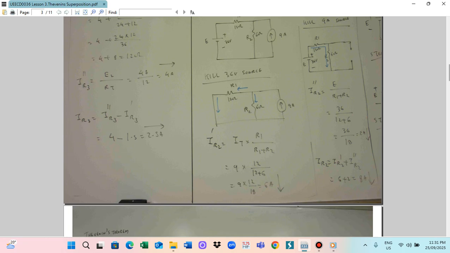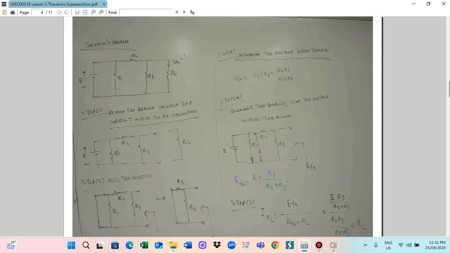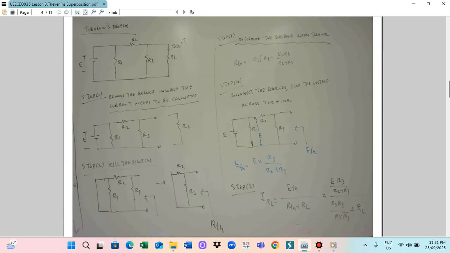So next we get Thevenin's theorem. Thevenin's theorem means we want to find the current in a particular branch. For example, in this circuit, you want to find the current in the 6 ohm, then we can utilize Thevenin's theorem. In a power circuit, there are many sources supplying. In this case, we want to find the current flowing in a particular branch, then we can utilize Thevenin's theorem.